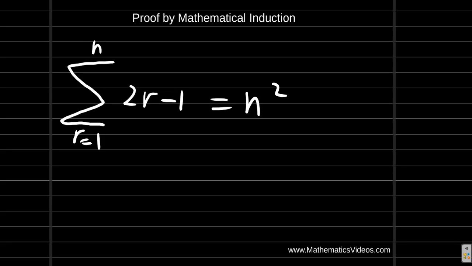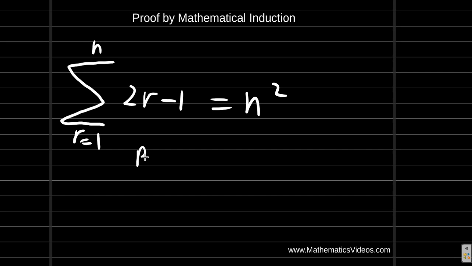You want to prove this statement by mathematical induction. It says the sum from r equals 1 to n of 2r minus 1 is equal to n squared. I'm going to ask you to pause the video and prove it. Okay, you finished? Alright, so let's work it out.